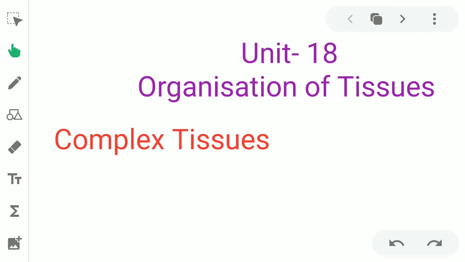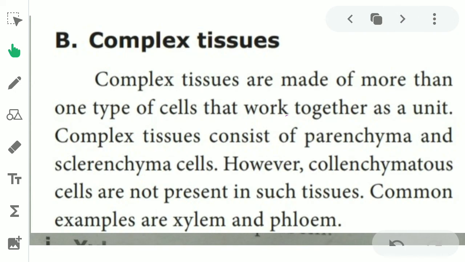Good morning, students. In this video, we are going to see organization of tissues, unit 18, in that complex tissues. Last video, we saw simple tissues. Complex tissue means made of more than one type of cells. Simple tissue means made up of similar cells, same cells. Complex tissue contains parenchyma and sclerenchyma cells.